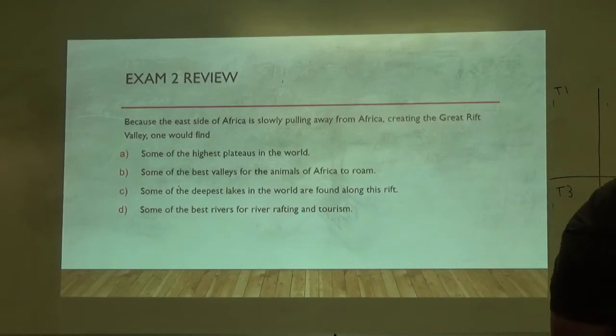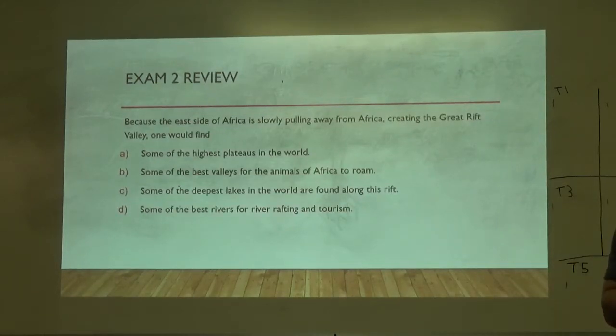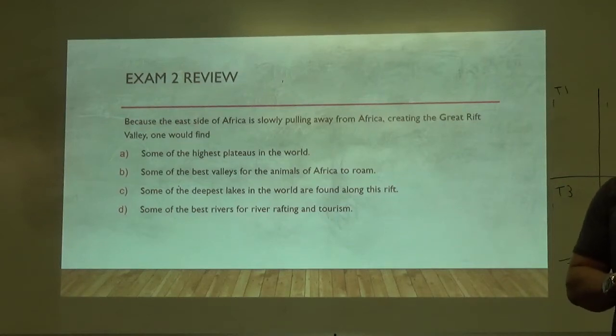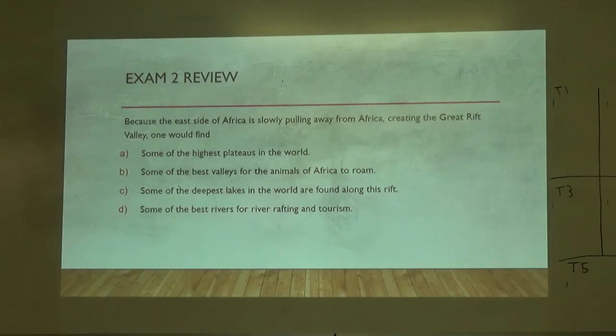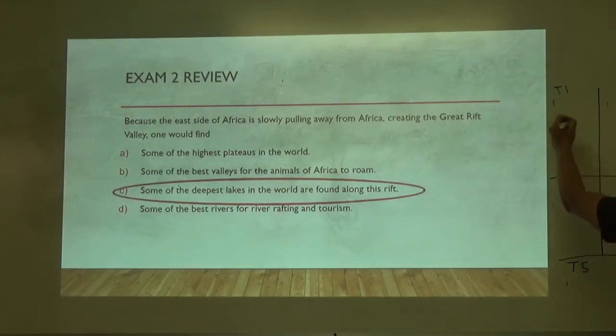Very good. Alrighty. Because the east side of Africa is slowly pulling away from Africa, creating the Great Rift Valley, one would find: A, some of the highest plateaus in the world, B, some of the best valleys for the animals of Africa to roam, C, some of the deepest lakes in the world found along this rift, or D, some of the best rivers for river rafting and tourism? About 5 seconds. A few of you are still discussing? Okay, answers in. 3, 2, 1. We got one team that said A, that's team 4. Everyone else said C. It is C. So team 4 did not get a point.